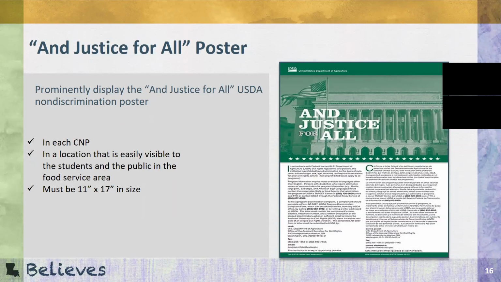All CNPs must prominently display the USDA non-discrimination poster and Justice for All. The poster must be 11 by 17 in size and should be displayed in each CNP and in a location that is easily visible to the students and the public in the school food service area.